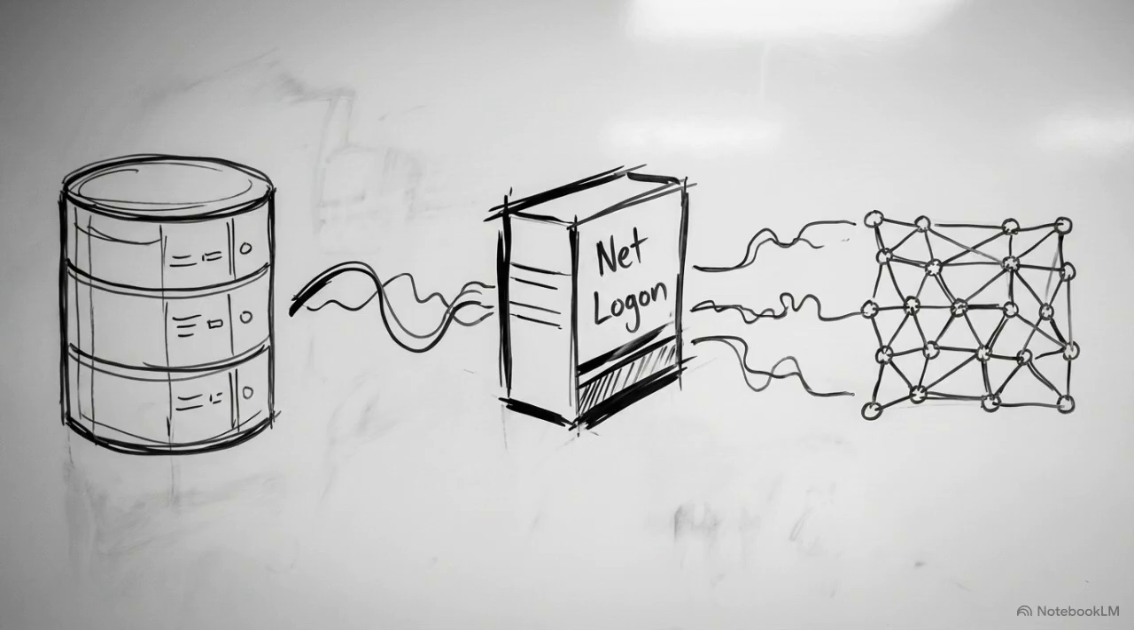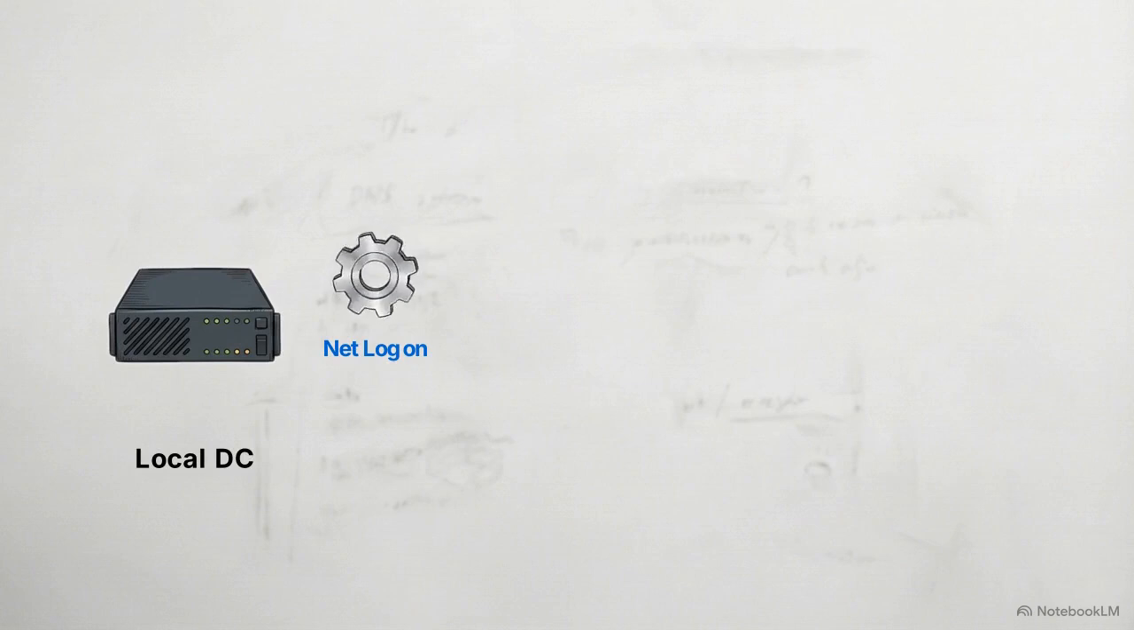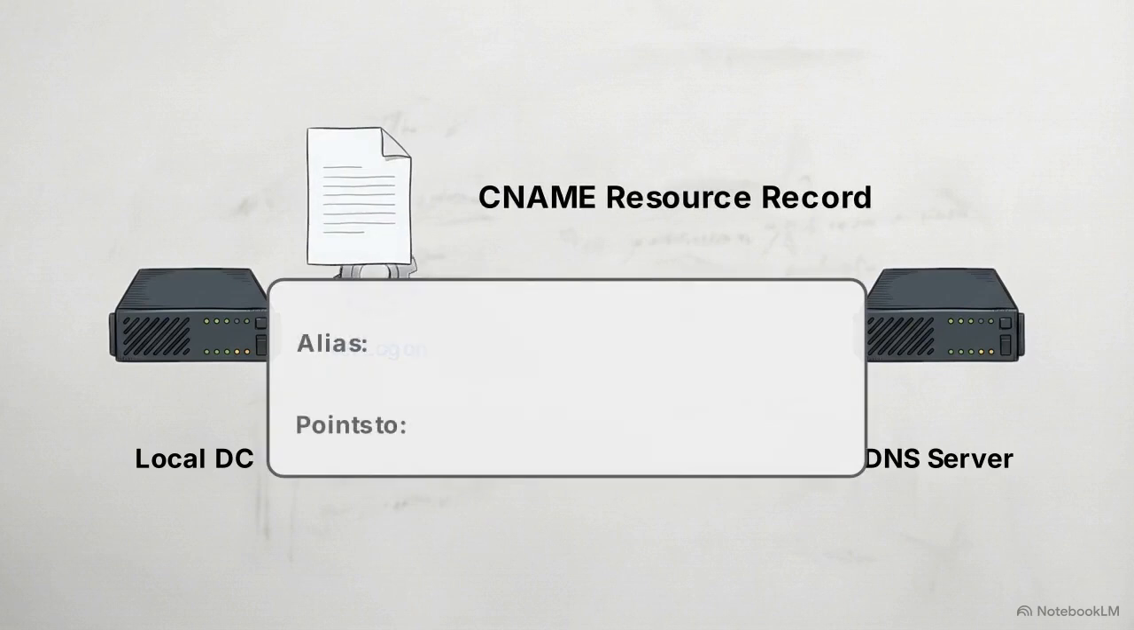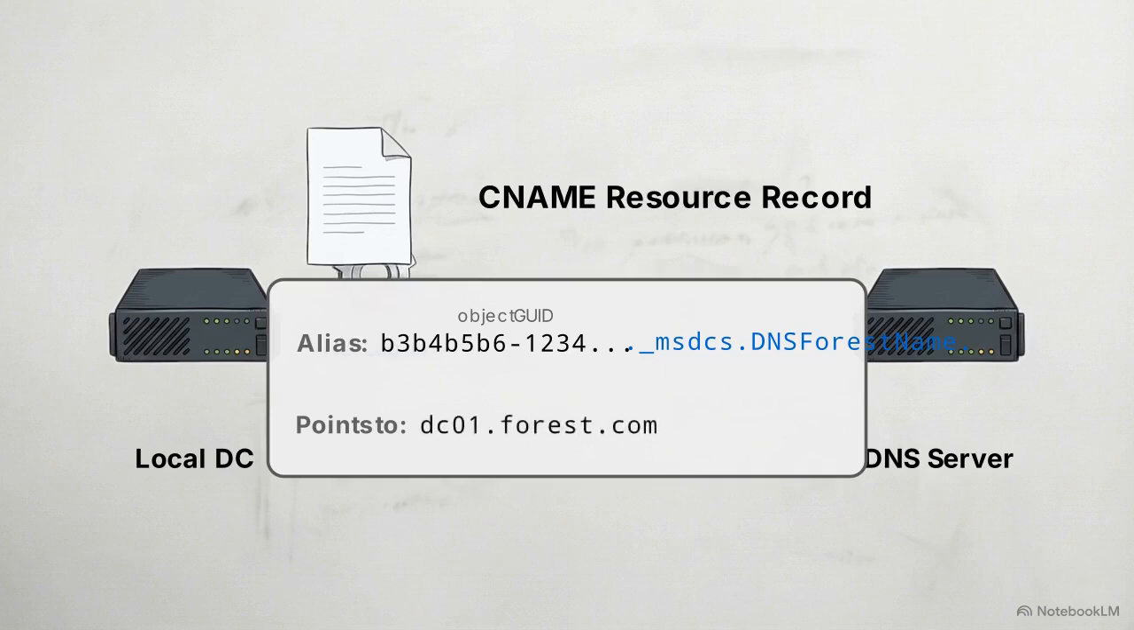Bridging the gap between the internal database and the external network requires the Net Logon service. On every domain controller, the Net Logon service acts as the engine responsible for the DNS registration process. Net Logon registers a canonical name, or CNAME, resource record. A CNAME record functions as an alias, mapping one domain name to another. To construct this alias, Net Logon takes the raw object GUID and places it at the very front of the string. It then appends _MSDCS.DNS forest name directly to that GUID. This highly specific, dynamically constructed alias maps directly to the DNS fully qualified domain name of that specific domain controller.